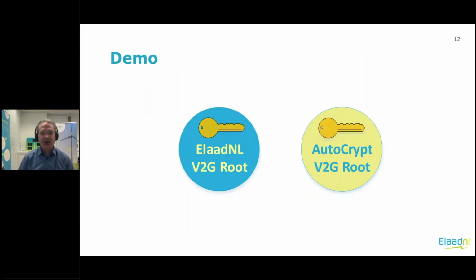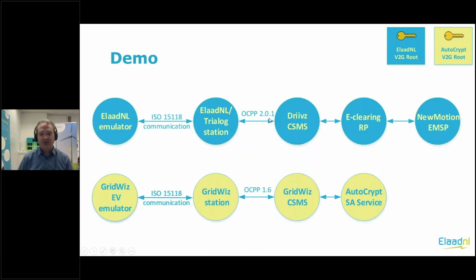What we are going to do, I will try to explain using my little circle diagrams. In order to have a convention, I use colors. If I am talking about a component or a system from the ElaadNL PKI, it has this blue-greenish color. If it's from the AutoCrypt PKI, it has this yellow color. So these are the setups we will be using during the demo. We have two chains we will show before the break.